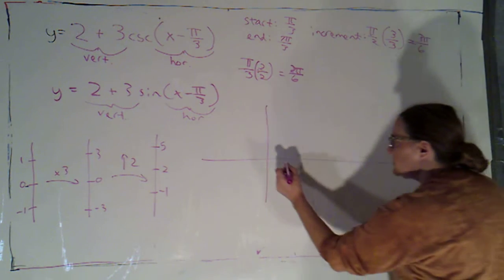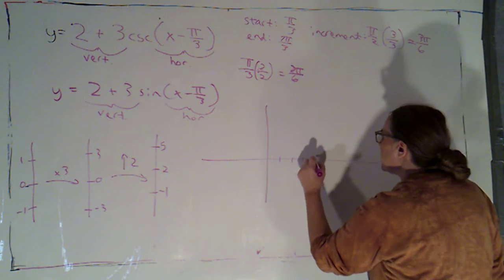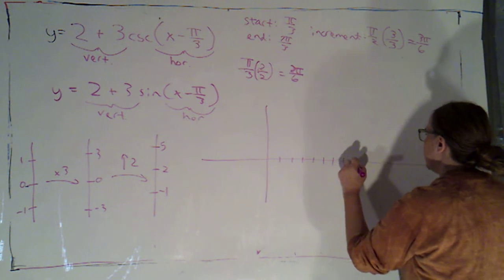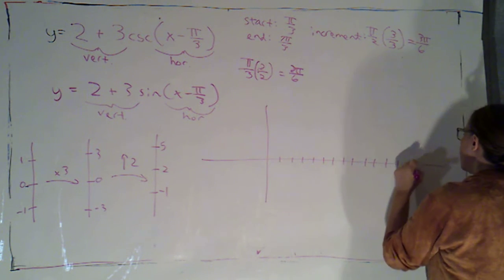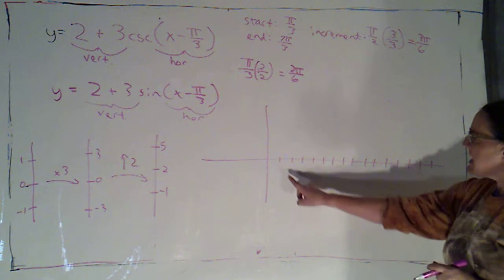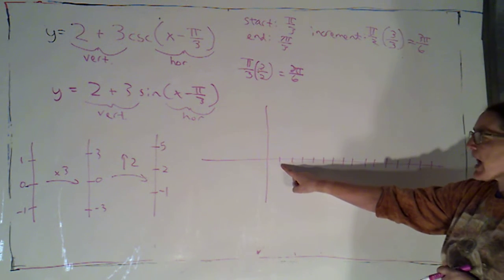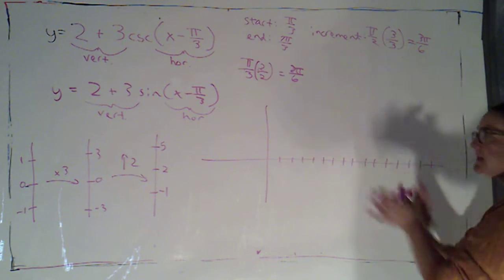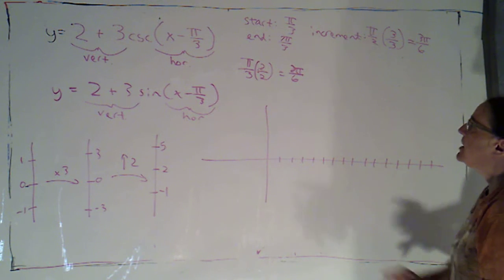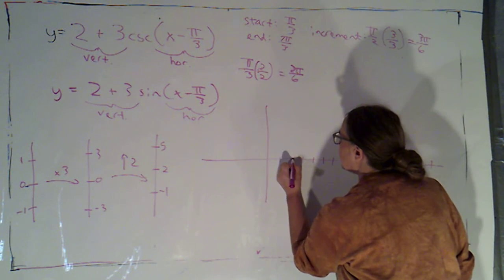So what I'm going to do is I'm going to just mark off a bunch of tick marks here. So I want to make sure my scale is correct. Each of these tick marks is pi over 6, because that's what these numbers have in common. Okay. So I'm starting at 2 pi over 6.